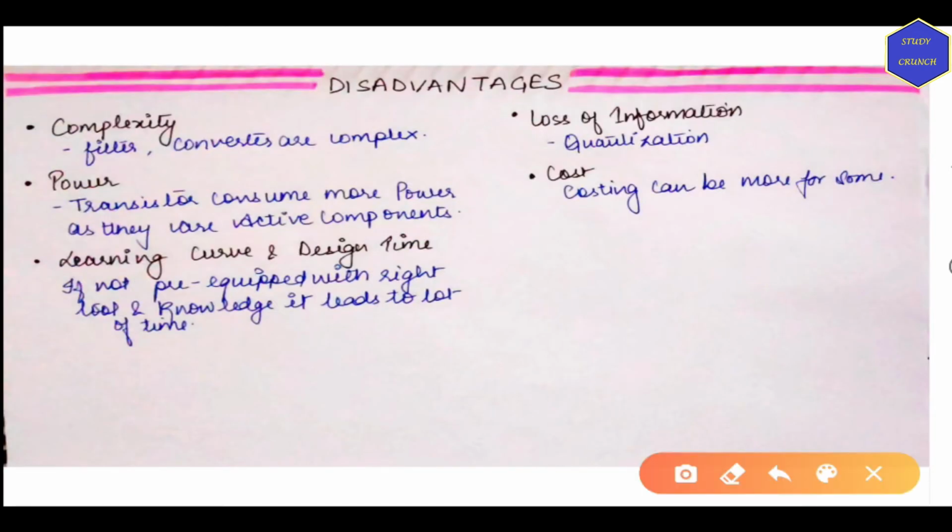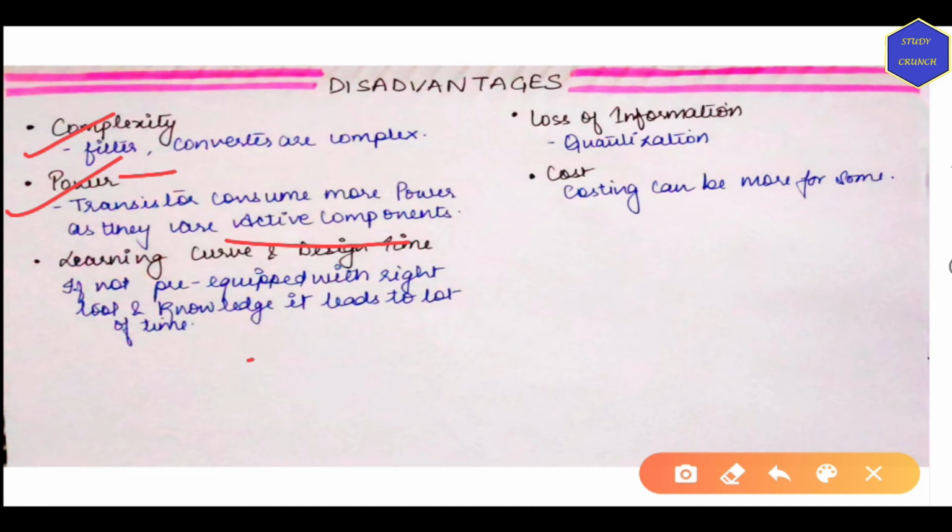Next, what are the disadvantages? Now everything comes with its disadvantage as well, right? So the basic disadvantages are, it is complex, as we use filters and converters, that is analog to digital and digital to analog converters. Those are the complex systems of the entire circuitry. Then we have power. If we are using a transistor, then it will consume power. So it has active components like transistors as well.